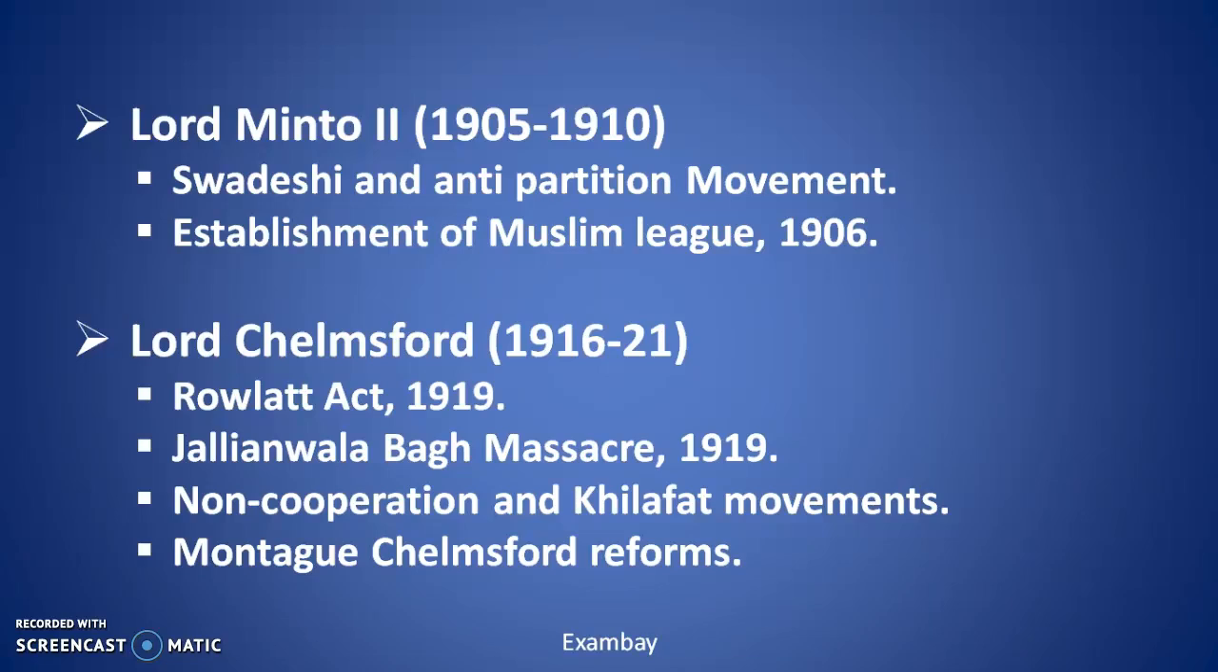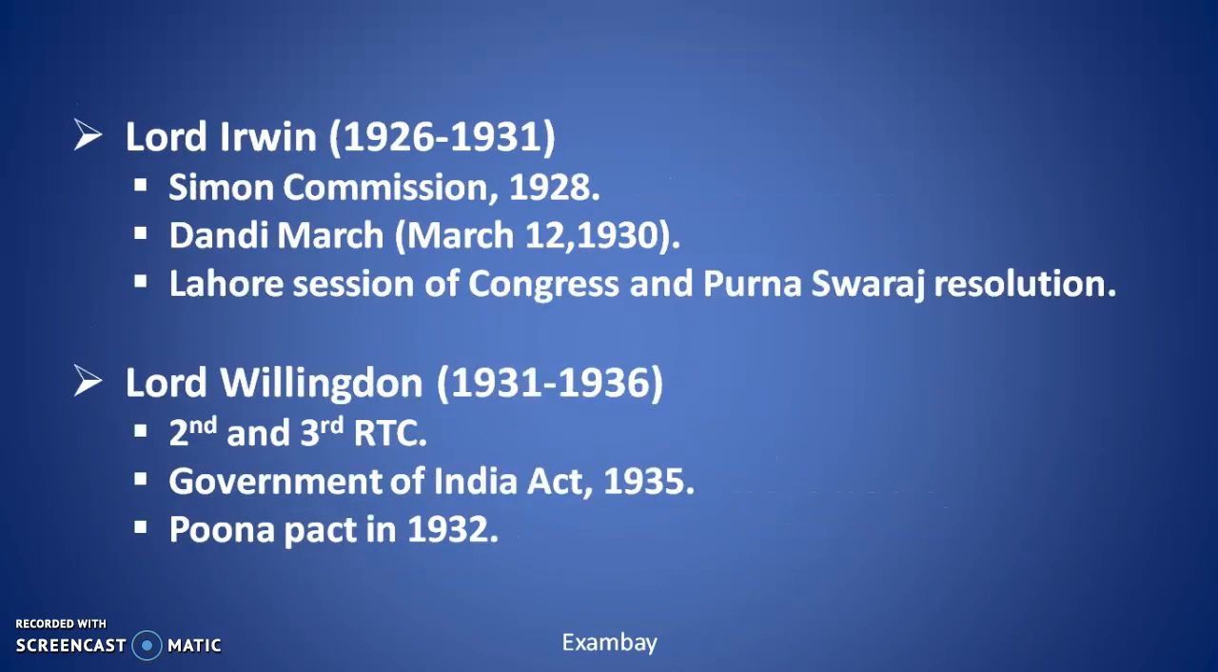The Rowlatt Act was signed in 1919. Then the Jallianwala Bagh massacre happened. So this point is very important. Non-cooperation and Khilafat movements, and the Montagu-Chelmsford reforms for the introduction of some local self-government institutions in India, and to give some more power to Indians to rule at a lower level, right?